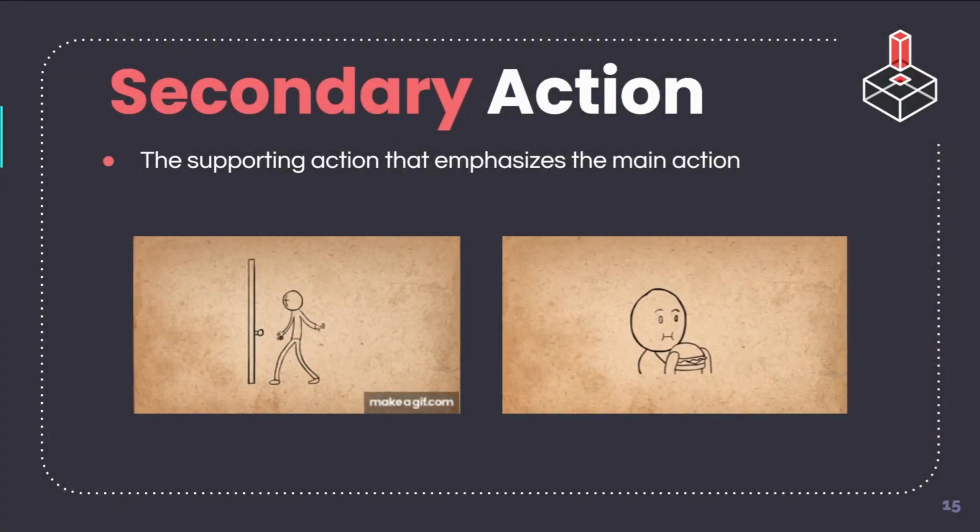Secondary action. Secondary action is a supporting action added onto a main action in animation. It's not to be confused with overlapping action. Instead, secondary action is there to emphasize the main action. We might have a guy knocking on a door. Having the back hand following behind the elbow is the overlapping action, but then making the hand express some kind of supporting emotion makes a secondary action.